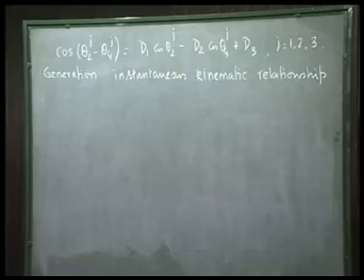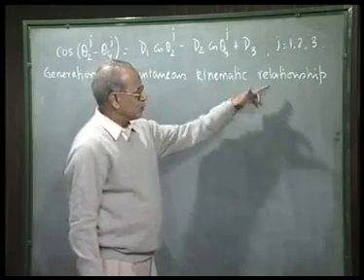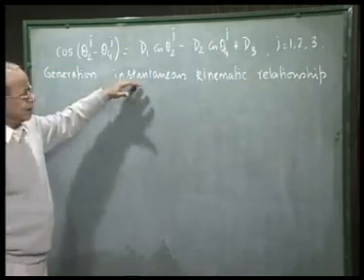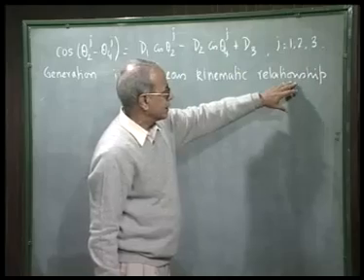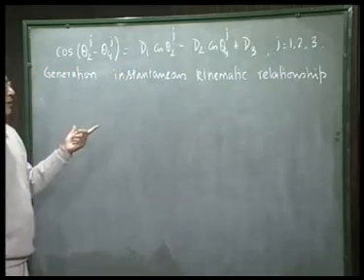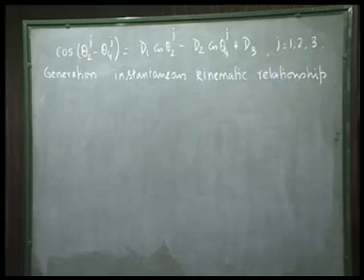Instead of generating just position relationship between the input and output link, we can use this equation for generation of other kinds of kinematic relationship between the input and output links, namely the angular velocity of these 2 links or angular acceleration of these 2 links.